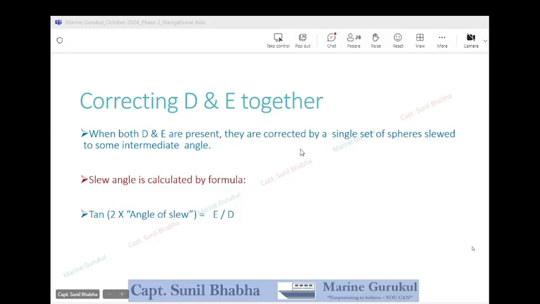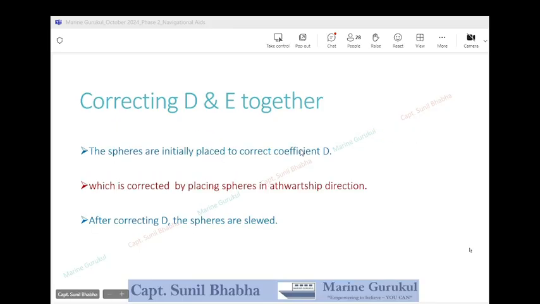Moving ahead. Once the slew angle has been calculated, the spheres are initially placed to correct coefficient delta. For correcting coefficient delta, the spheres are placed in the athwartship direction. After correcting delta, the spheres are now slewed by that particular angle.